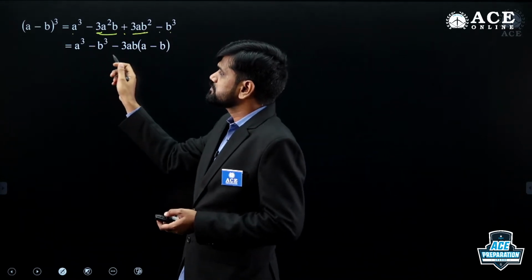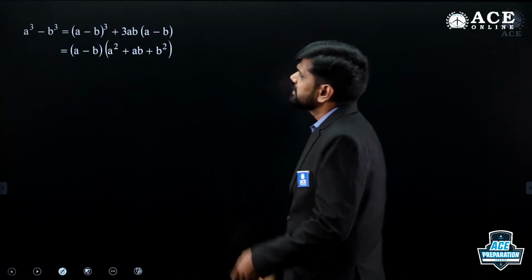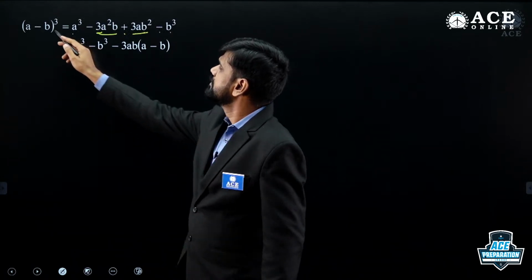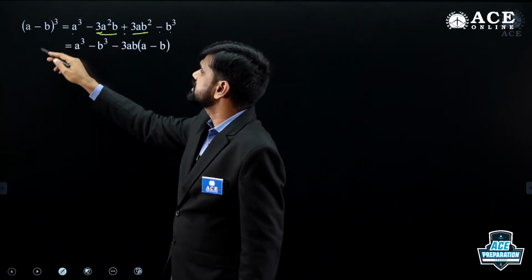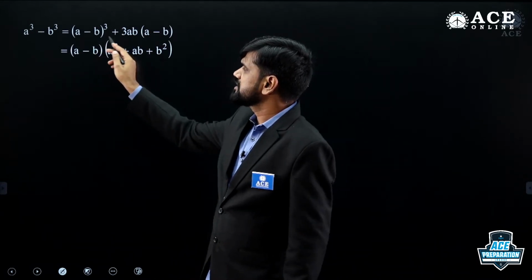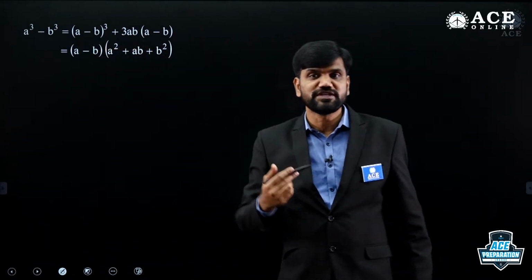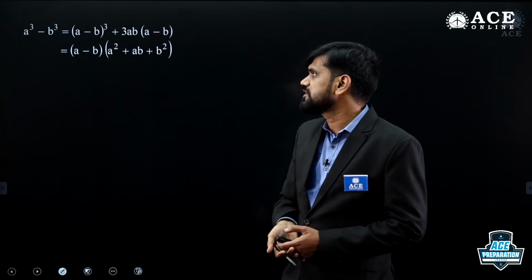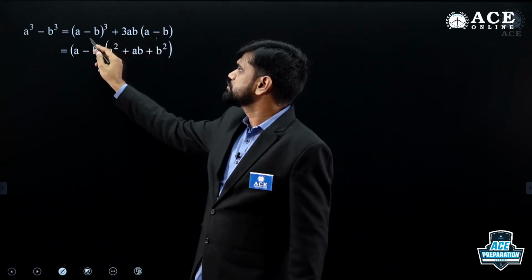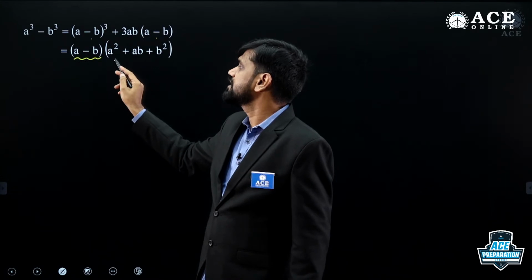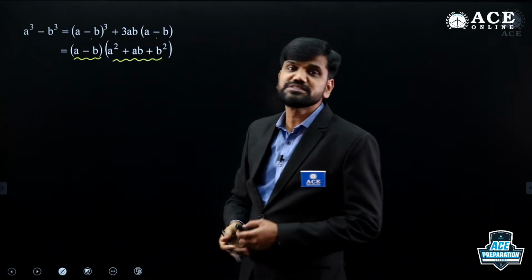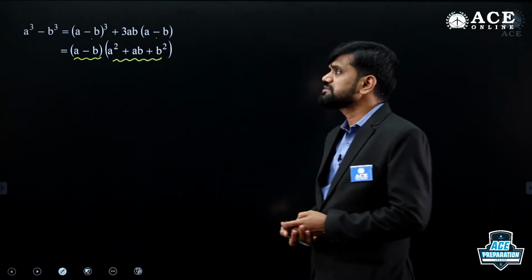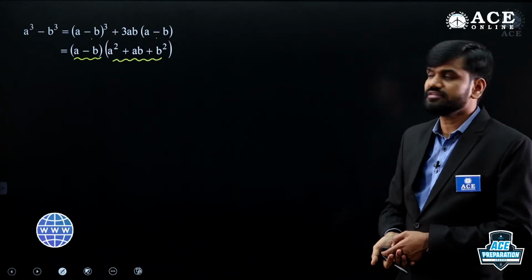Now if you want a cube minus b cube, that will be equal to what? A cube minus b cube must be equal to a minus b whole cube, and if you send this term to the other side, that will give you plus 3ab into a minus b. So a minus b whole cube plus 3ab into a minus b. In the same manner as I derived the previous formula, if I take a minus b common in these two, I will be left with a minus b outside. Inside I will be getting a square plus ab plus b square. Right? Now let's have a look at the problems related to the application of these identities.